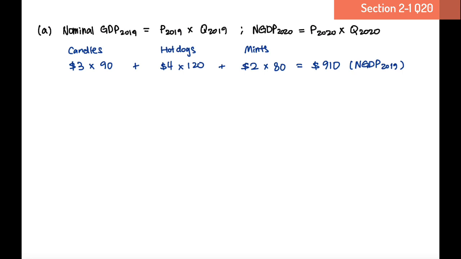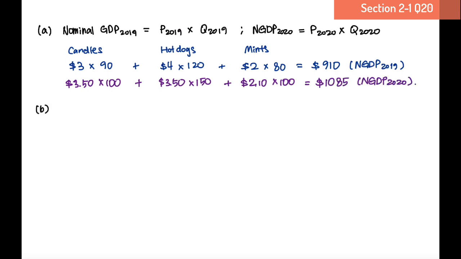In 2020, our price of candles rose to $3.50, and we were also producing more at 100. Hot dogs became cheaper at $3.50. We are producing more hot dogs in 2020. Mints are also slightly more expensive at $2.10. We're producing 100 units of mints. Do the math, and we find out that the nominal GDP of 2020 is $1085. Now let's move on to finding the real GDP.